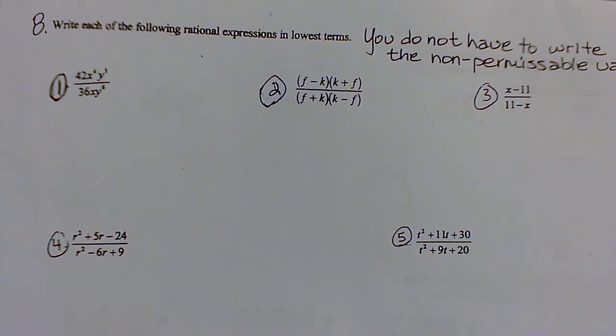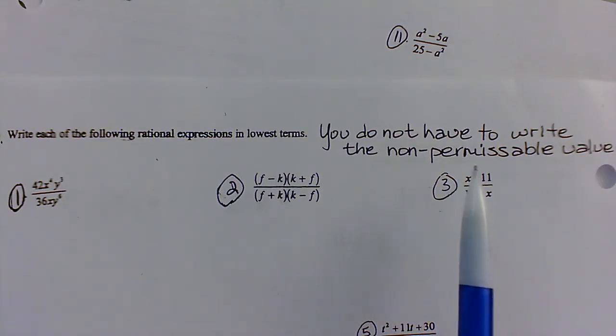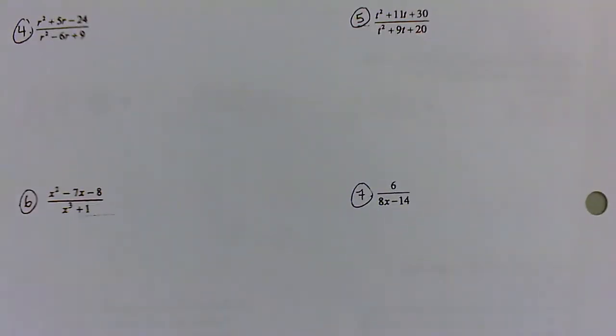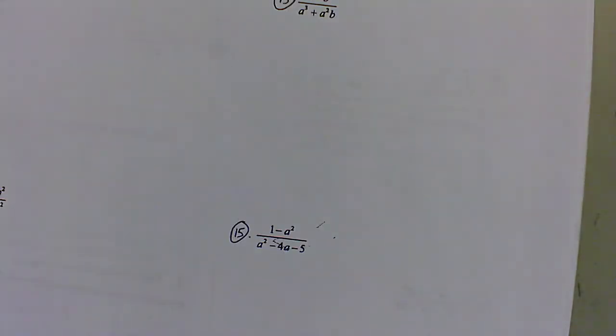And then they give you these ones. They just want you to simplify once you get it. You don't have to write the non-permissible values because that does take a little extra time. So these ones are just simplifying. Just straight factoring and canceling, factoring and canceling.